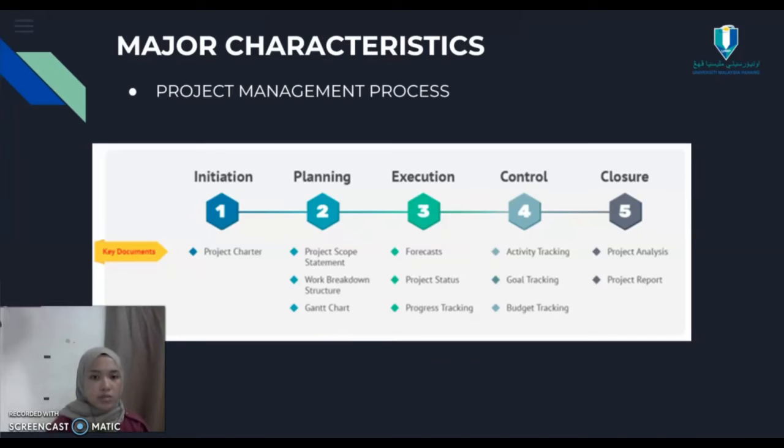Next is the project management process, which we have 5. The first is the initiation, we have project charter. Second is the planning, we have project scope, work breakdown structure, and Gantt chart. Third is the execution, which we have forecast, project status, and progress tracking. Fourth, we have control, which we have activity tracking, goal tracking, and budget tracking. And lastly is the closure, which we have project analysis and project report.